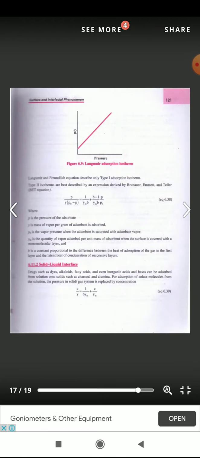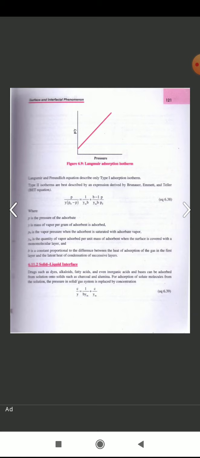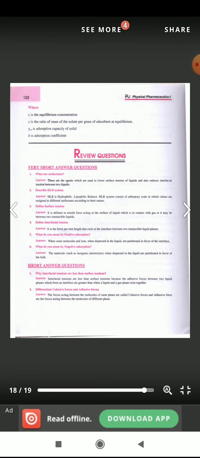Okay, and next is solid liquid interfaces. See, drugs such as dyes or alkaloids or fatty acids and even inorganic acids and bases can be adsorbed from solution onto solids such as charcoal and alumina. Okay, so nothing but considering the adsorption phase in one solid and one liquid, we call it as adsorption at the interface between solid and liquid phases.